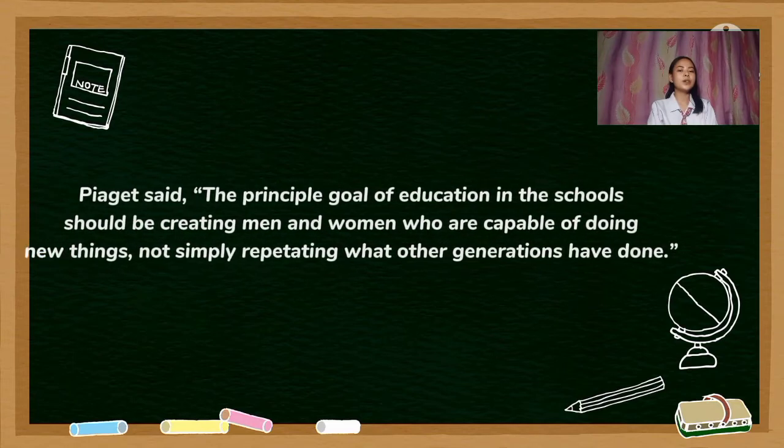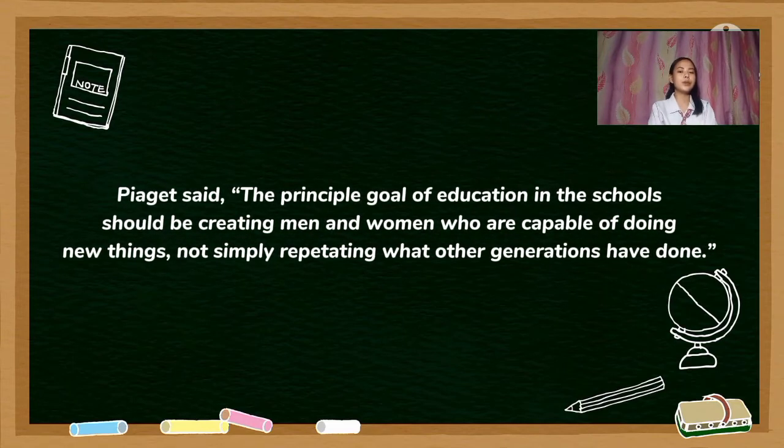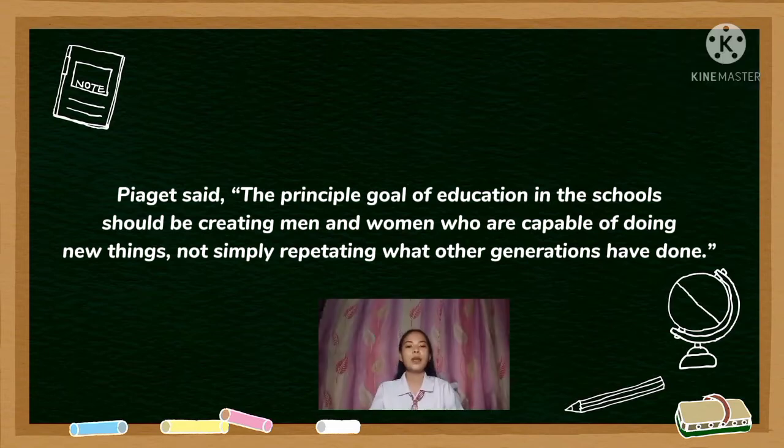Piaget said the principal goal of education in the schools should be creating men and women who are capable of doing new things, not simply repeating what other generations have done. A little background for Piaget. He was a Swiss developmental psychologist and a genetic epistemologist.